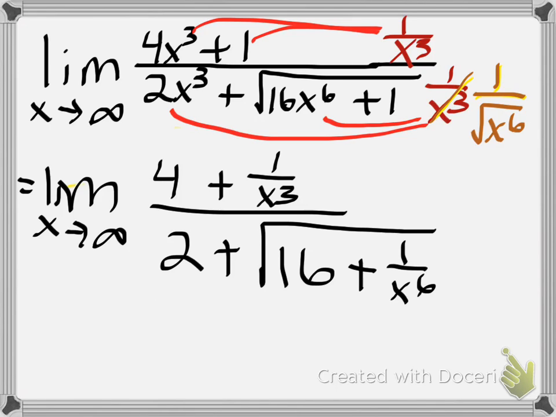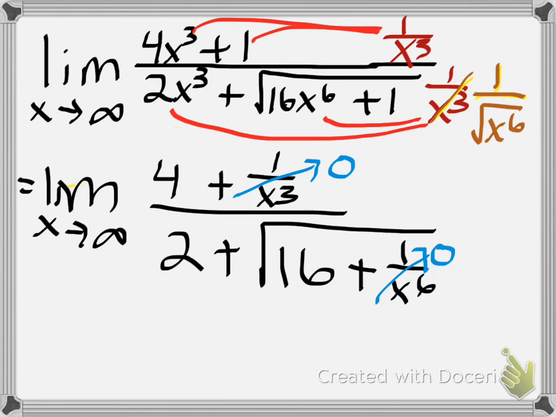So that simplified it, and then based off of what we know for our limit laws, we're allowed to take the limit of each of those fractions separately. So 4 is just going to go to 4, but 1 over x cubed is actually going to approach 0 as x approaches an arbitrarily large number. Think about it: as x approaches really large, x cubed will also be really large. So 1 over a large number approaches a small number, the same thing for 1 over x to the 6th.